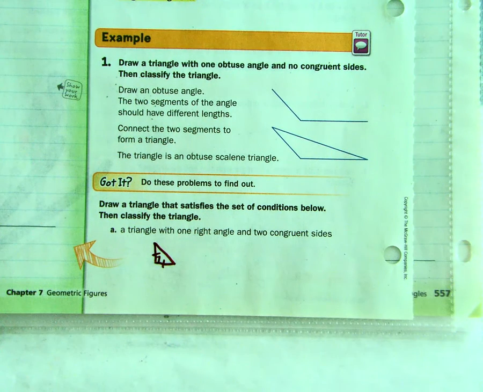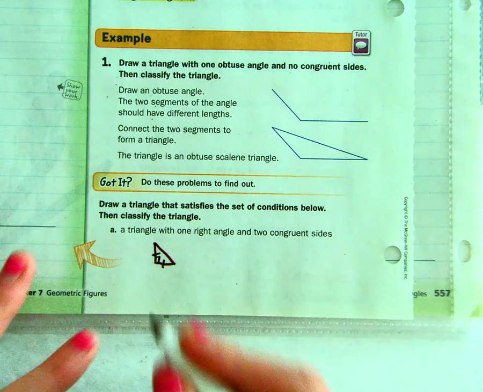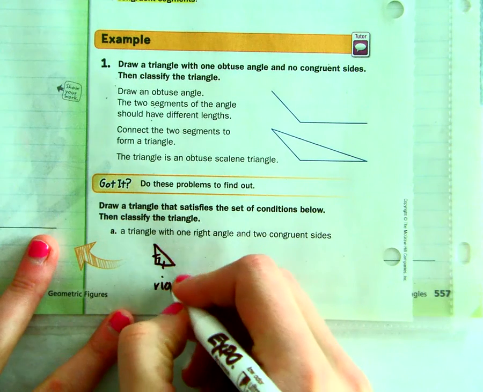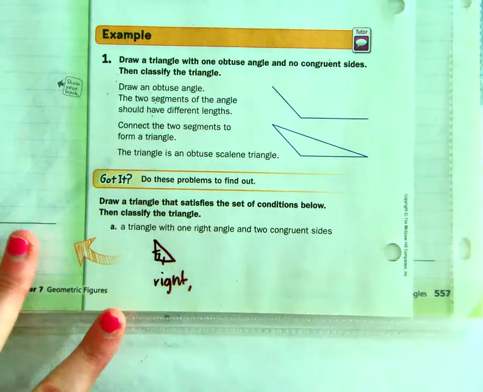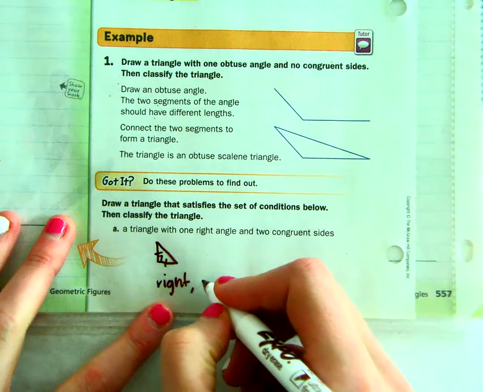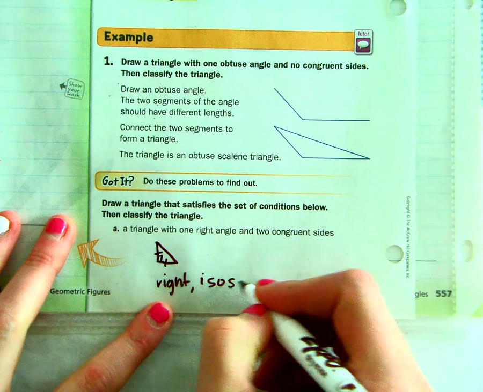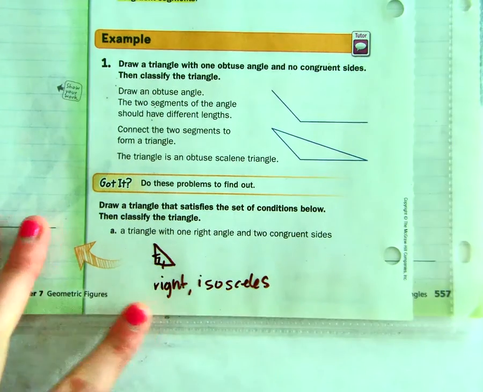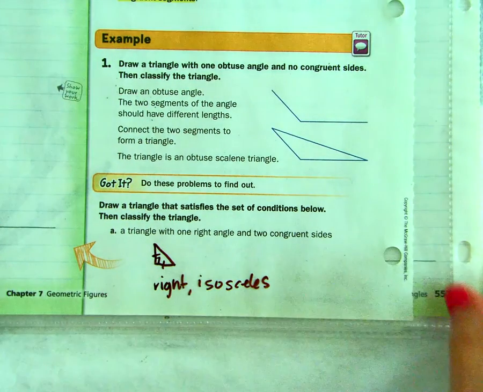Then I need to classify this triangle by its angles and by its sides. Well, I know that when I have one right angle, this is going to be a right triangle. And to classify it by its sides, I have 2 congruent sides, and a triangle with 2 congruent sides is called an isosceles triangle. So we would say this is a right isosceles triangle.